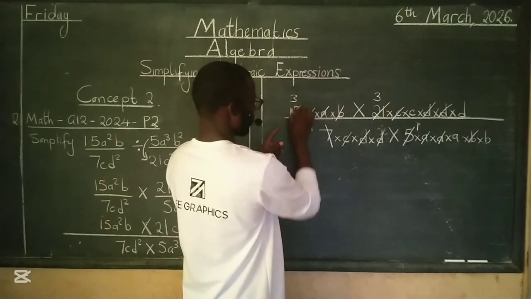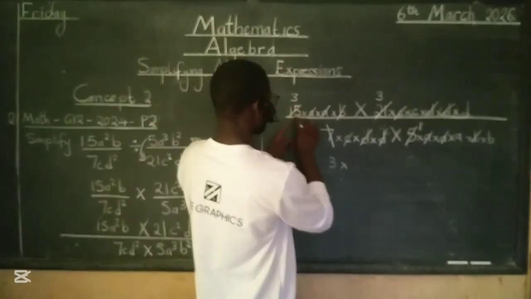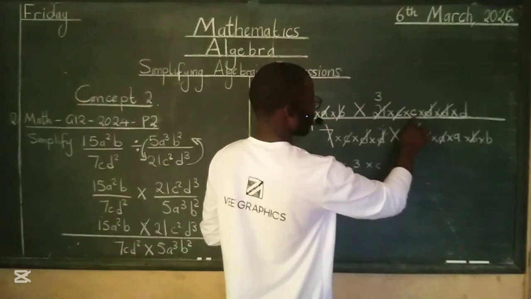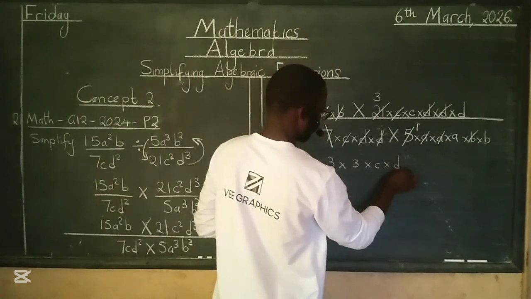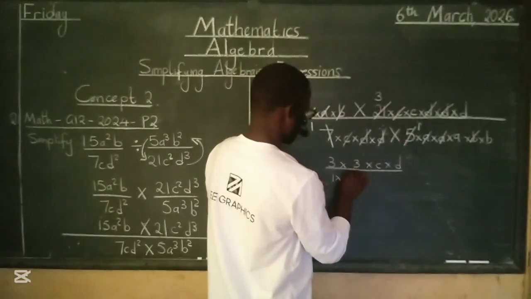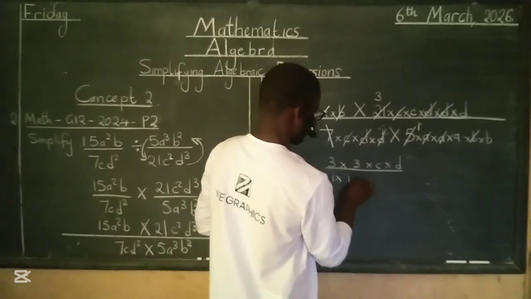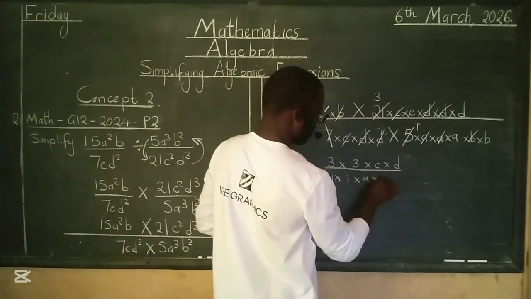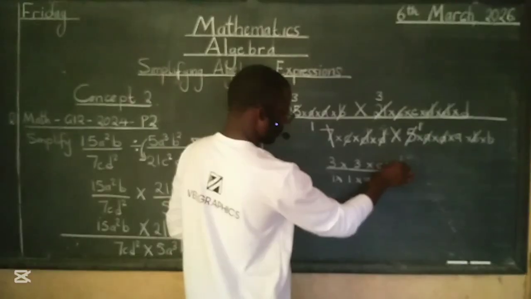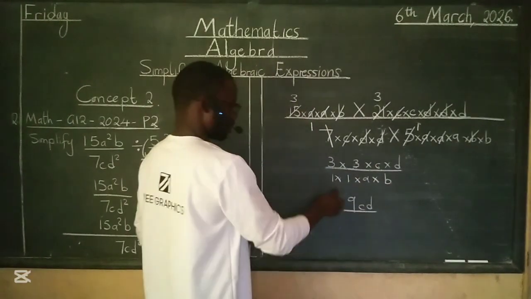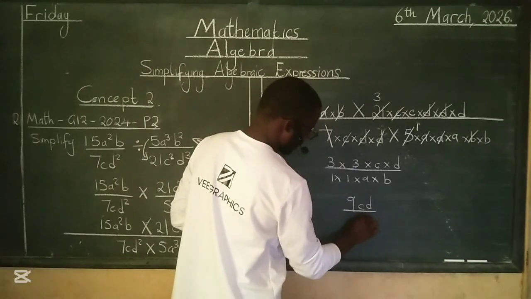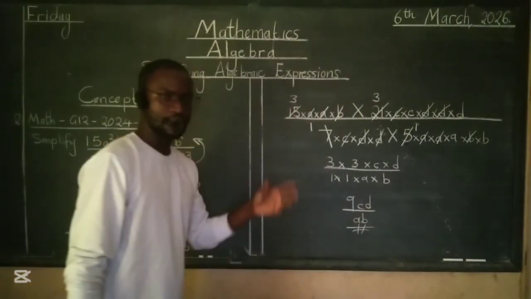We have 3 times 3 times C times D. Then at the bottom, 1 times 1 times this A times that B. So this 3 times 3 is 9CD. Then 1 times 1 is 1, times A is A, times this is AB. Just like that, we are finished.